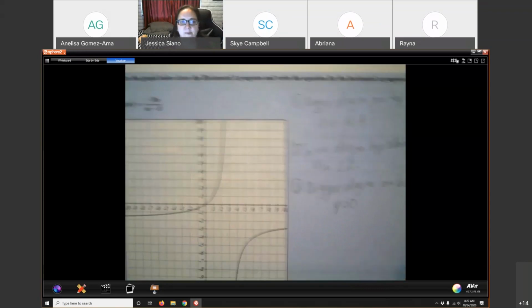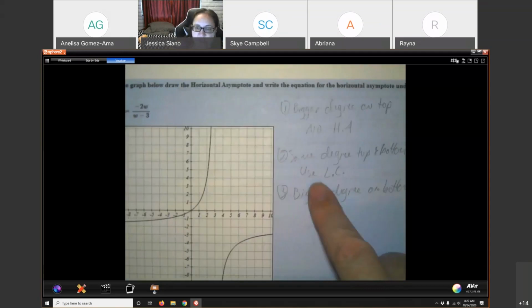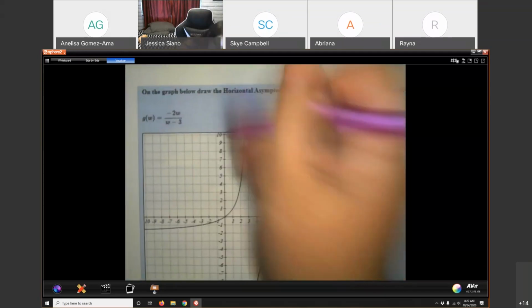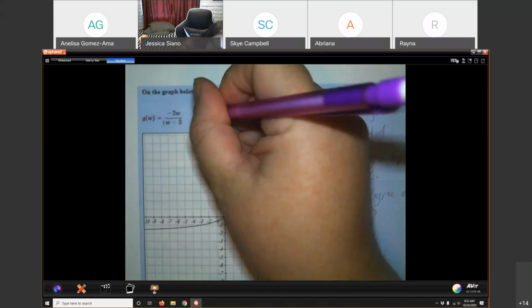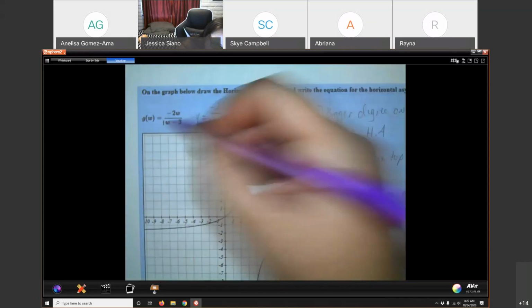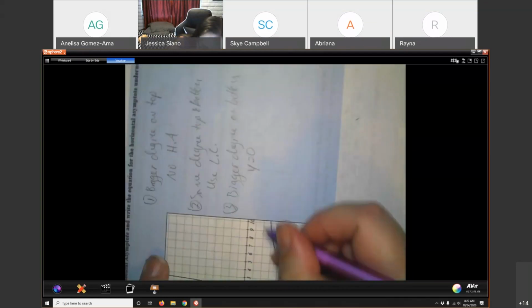So here we have a first degree on both the top and the bottom, which means that I'm going to use the leading coefficients. So here there's no leading coefficient on the bottom, which means 1. So my horizontal asymptote would be the leading coefficient on the top over the leading coefficient on the bottom. So it would be y equals -2. And so then they want me to actually draw that line in here.